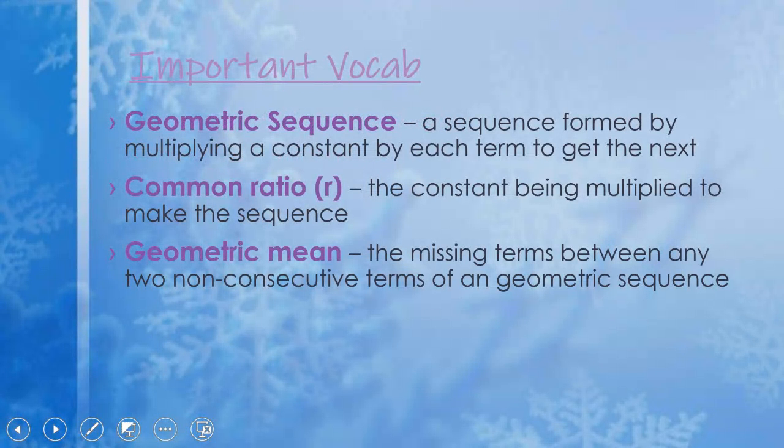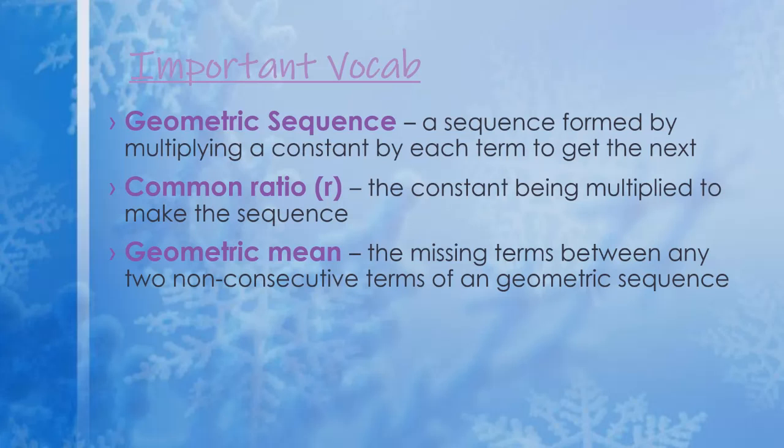Here's some more important vocab for you. You need to know what a geometric sequence is. It is a sequence that you get by multiplying each term by something. So instead of adding 5 each time, now we're going to multiply by 5 each time. The common ratio, this time r, is what you are multiplying. So for example, with arithmetic, we were adding or subtracting. Now we're multiplying, okay? And the geometric mean is, again, the missing terms between any two non-consecutive terms, just like arithmetic means. Same idea, you're finding those missing pieces in the middle.